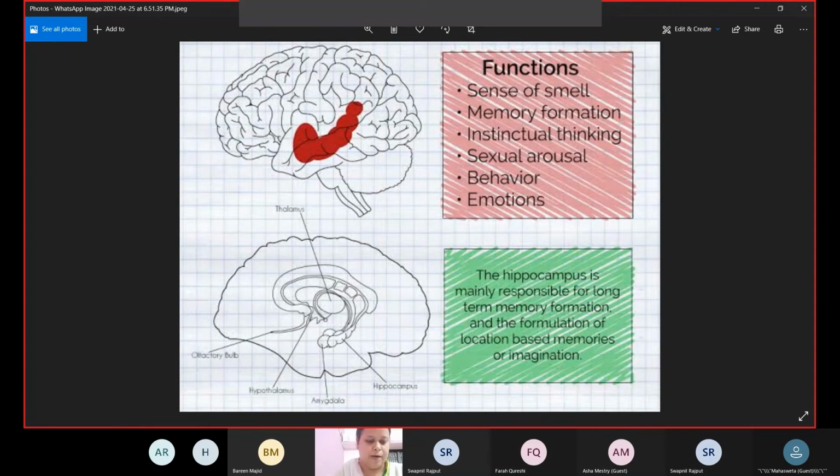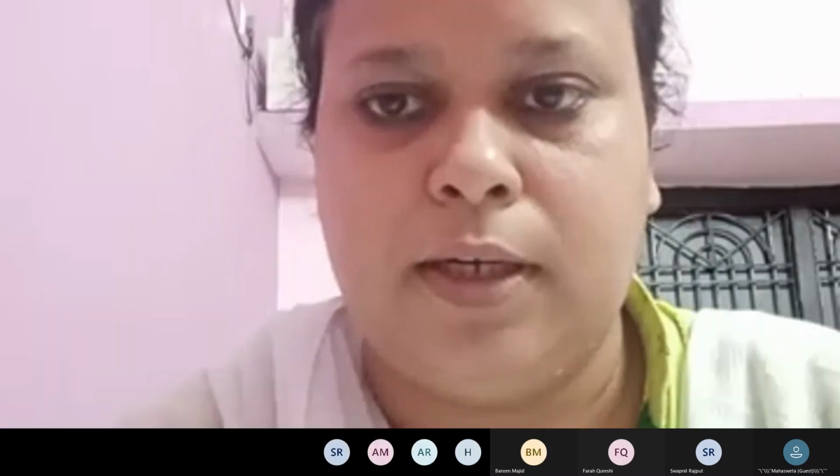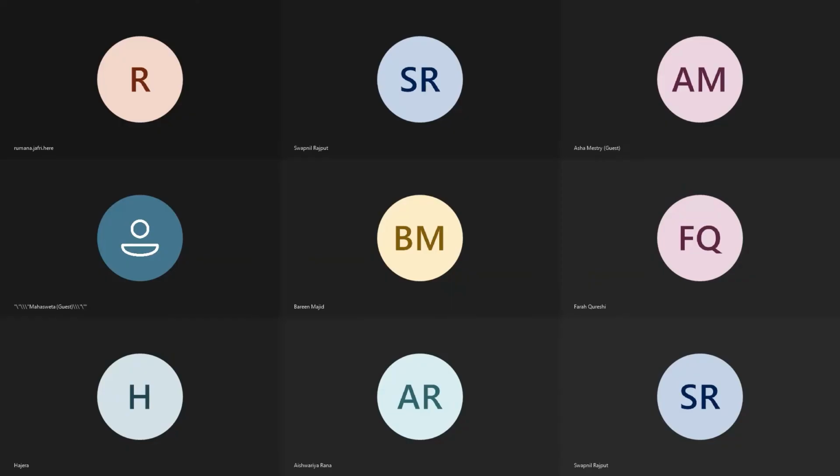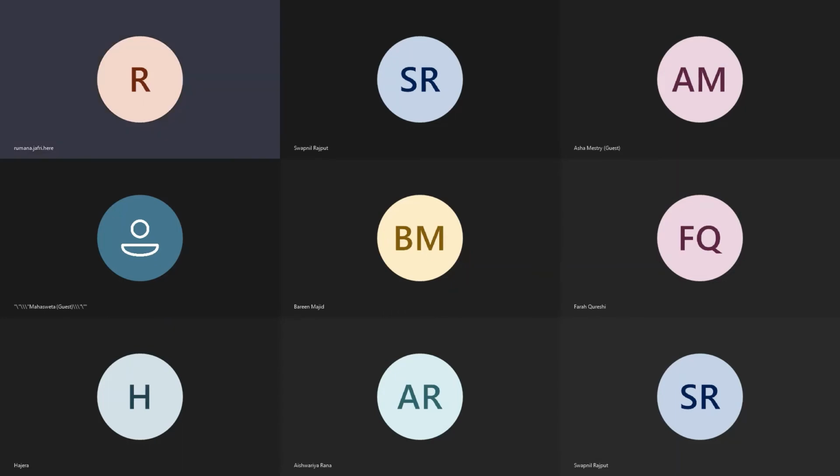Okay. Now, apart from this, we have a few syndromes, and in those syndromes, we will learn something known as the Korsakoff syndrome. I'll just ask Swapnil ji, please put up the photo of the diencephalon. Diencephalon, Swapnil ji. Give me a minute to find that image.